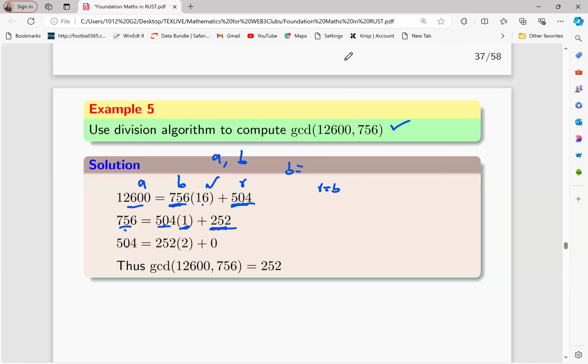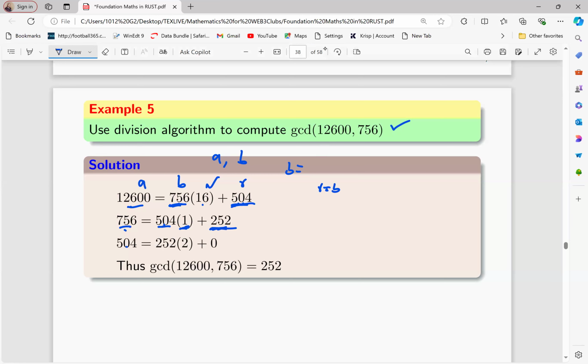He said B is mutable, so it's changing. Now the new B is that 252. And our new A is what was previously B, which is 504. Then we ask ourselves, B into A, how many times? And the remainder is 0.